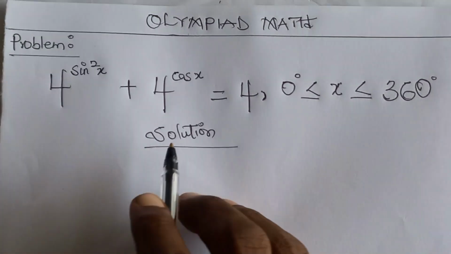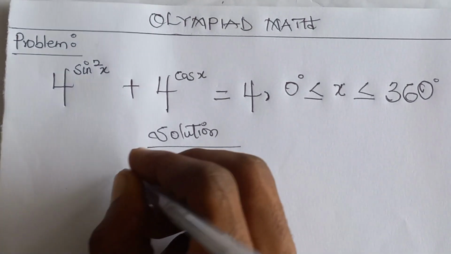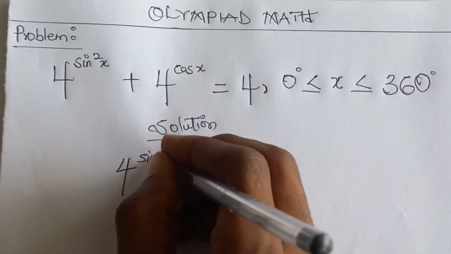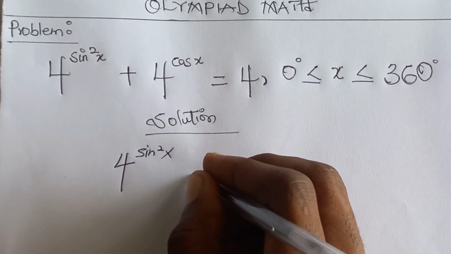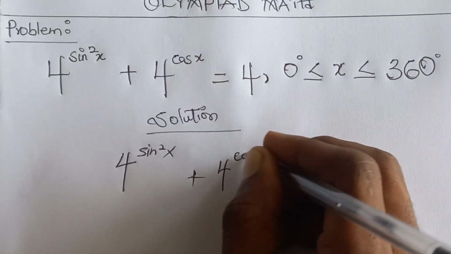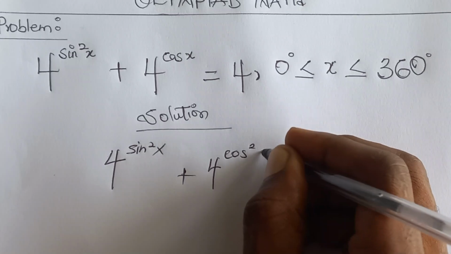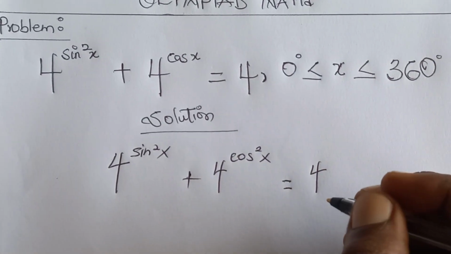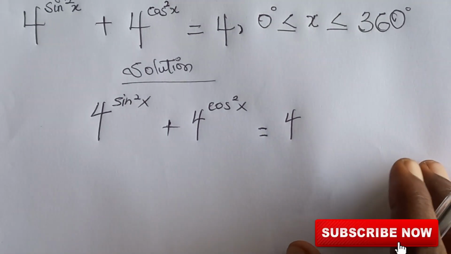So today we are looking at this Olympiad math question. We have 4 exponent sine squared x plus 4 exponent cos squared x, which is equal to 4. So we have to solve for x in this problem.